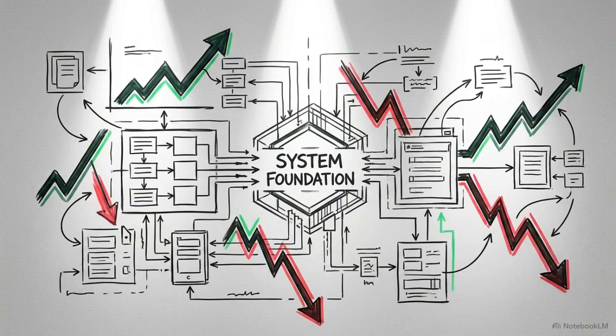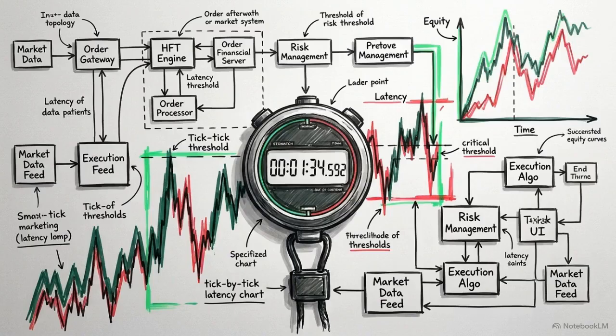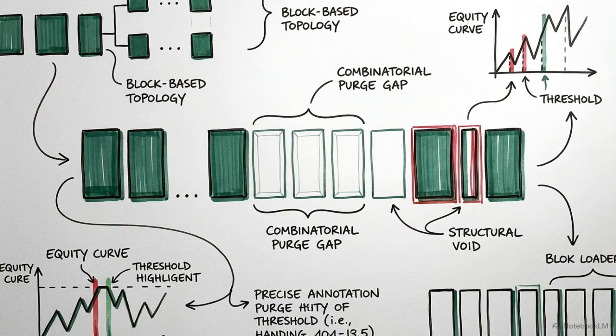A reliable system rests on three pillars: engineer for physical execution constraints, explicitly purge your validation data, and build a matching latency bridge.